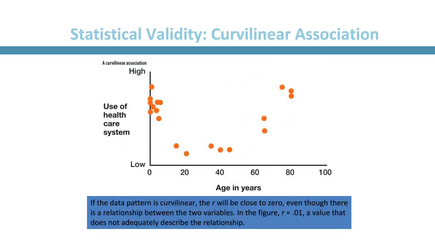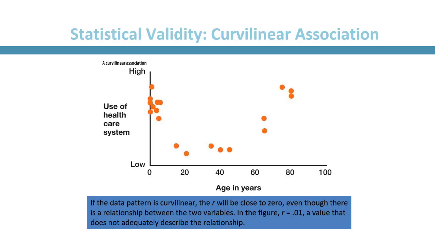So this scatter plot is showing a curvilinear relationship. So here you see, when you have age in years is 0, you have high use of the healthcare system. As you get older, 20s, 40s, it's a pretty low use. But then when you get up to, above 60, above 80, you start using the healthcare system quite a bit more again. And so this U-shaped curve indicates a curvilinear association.